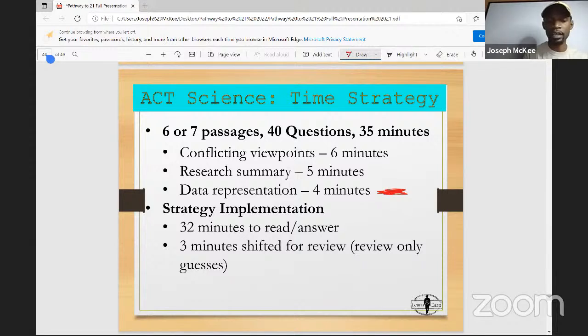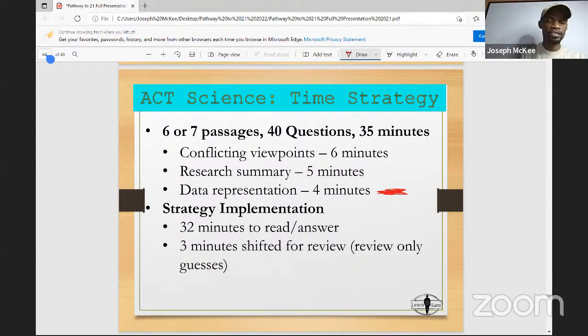So what does it look like? You're going to use 32 minutes total to read and answer those 40 questions. And then you will use 3 minutes that you have shifted to the end for review. So this is just like the reading. 32 minutes to read and answer, 3 minutes shifted for review.